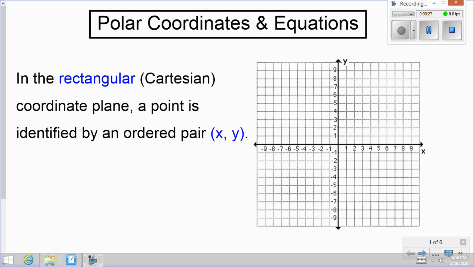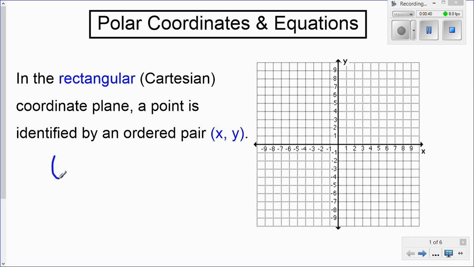So in the rectangular coordinate plane, a point is identified by an ordered pair, x comma y, where, if we were to plot a point, let's say that point is -2, 3, then the x coordinate is -2 and the y coordinate is 3. And so to plot that point, you always start at the origin, and of course you move along your x-axis first.